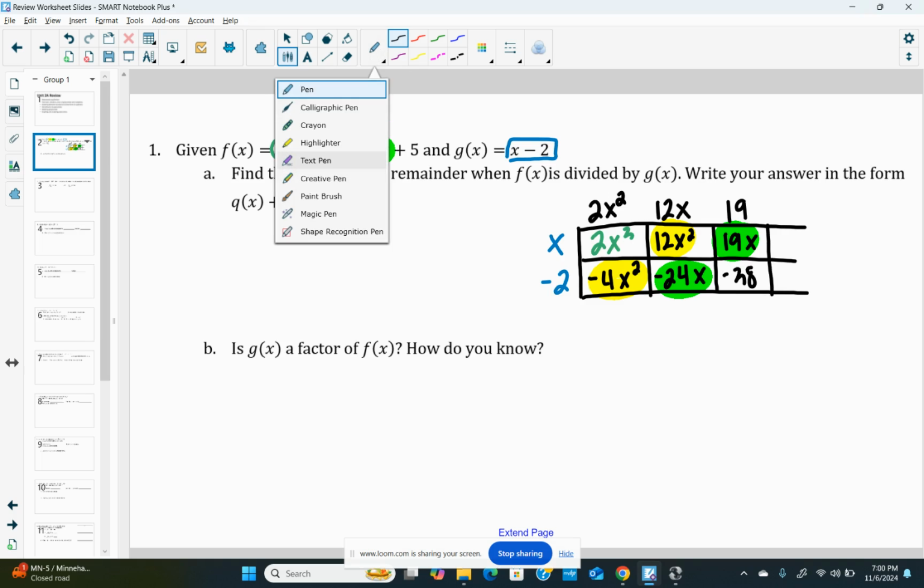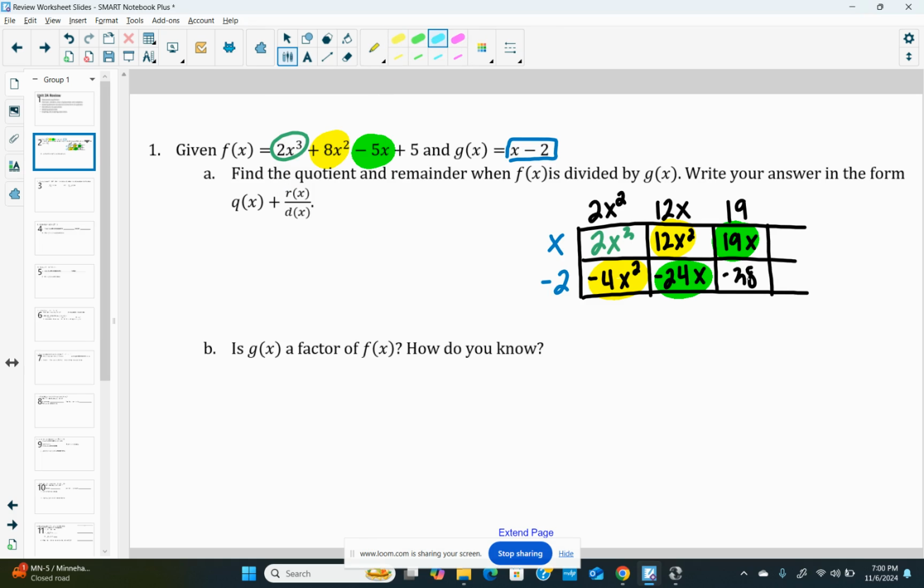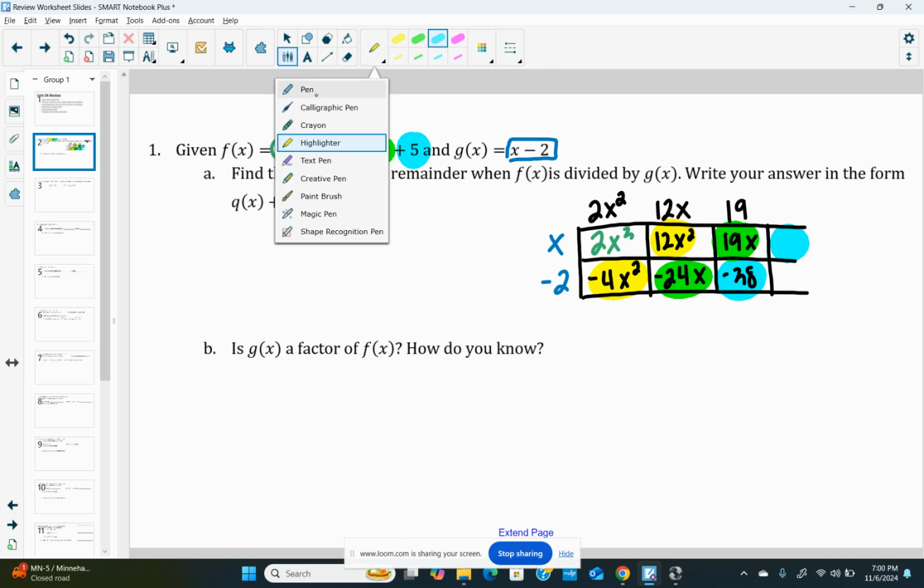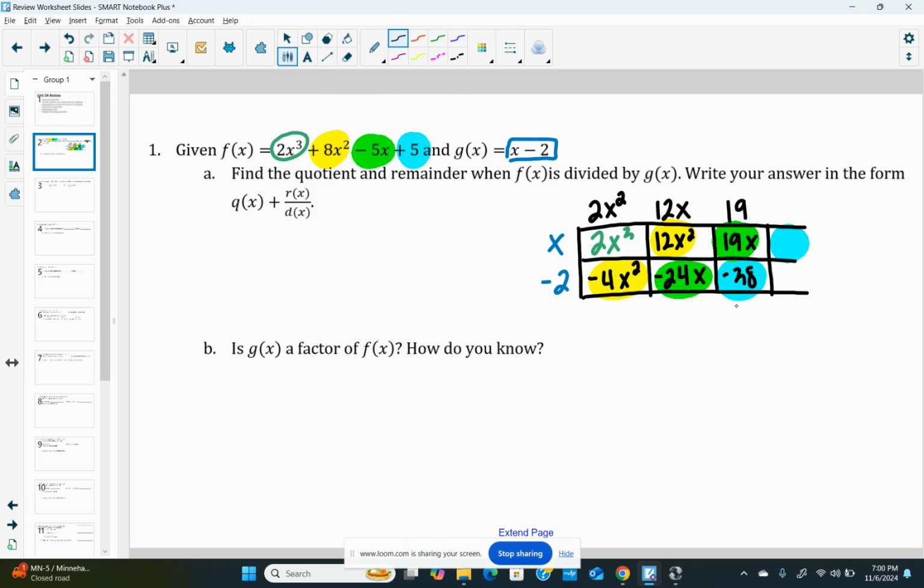And then we know that that number and this number have to add up to the final number here. And so negative 38 plus positive 33 would get us to that negative 5. And so then this would be our remainder. So the 33 would be our remainder.